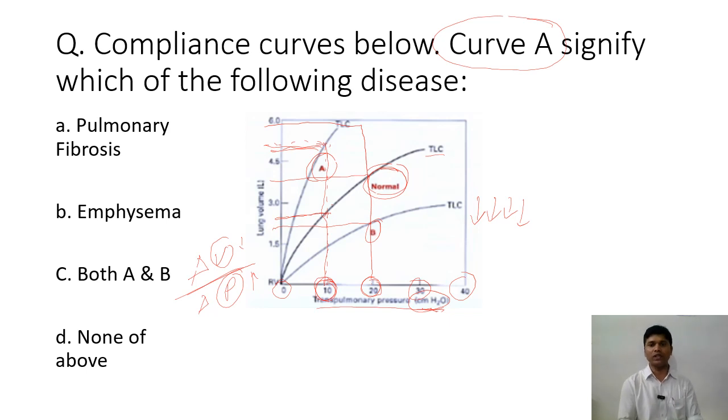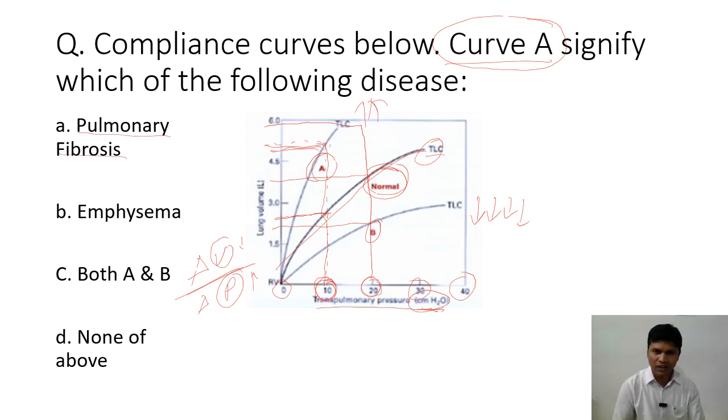So let's see in which disease and which condition. You can say this is the normal graph. As we can see, this graph is normal. And the question is about curve A. Curve A means highly compliant. Compliance is increased. In which condition will you get increased compliance? Okay. So first, pulmonary fibrosis.